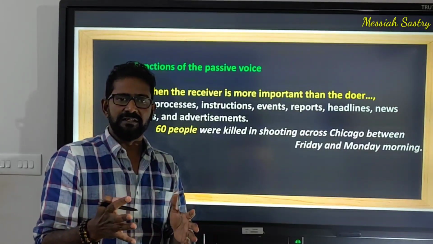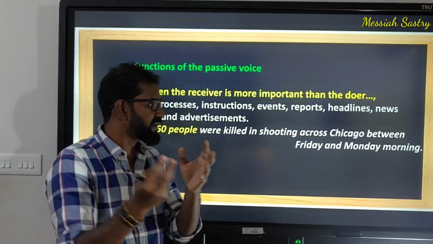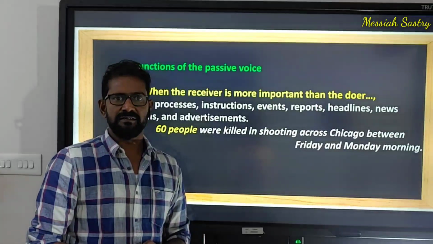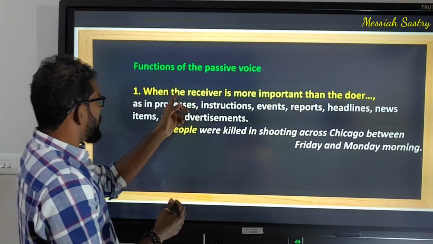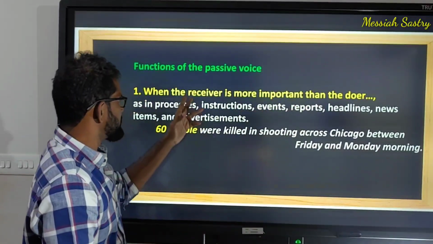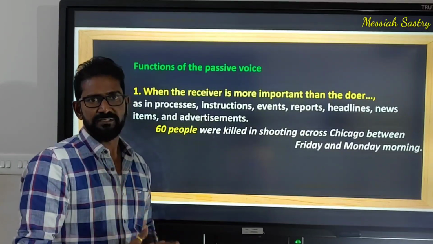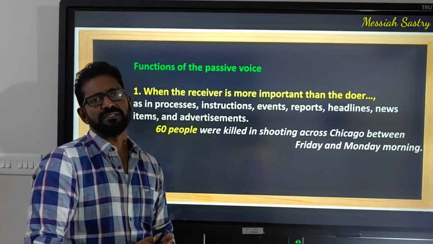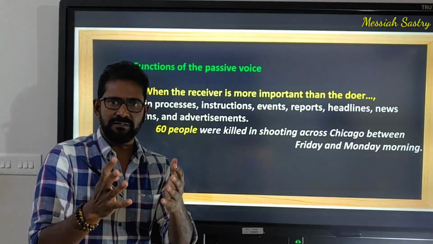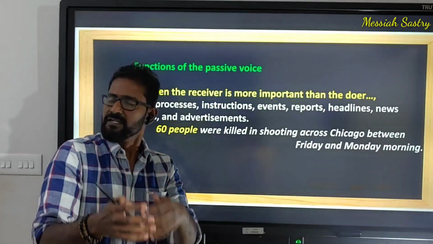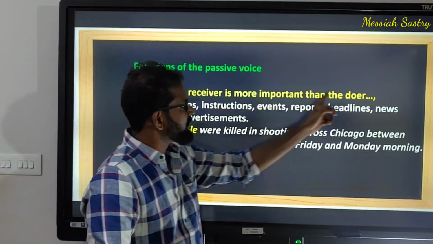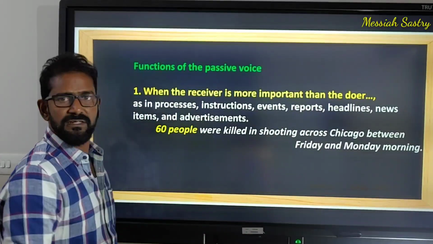But here, the importance we give to Gandhi, not Godse. So, when you want to give more importance to the receiver, then we use passive voice. Suppose you want to consider Thor is important. Okay, go with the active voice. But if you want to give more importance to Thanos, then choose passive voice. So that's it. When you want to give more importance to the receiver, we use passive voice.